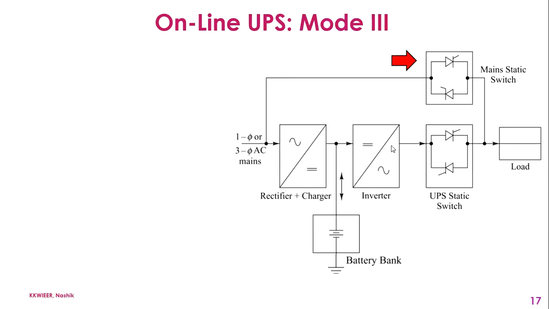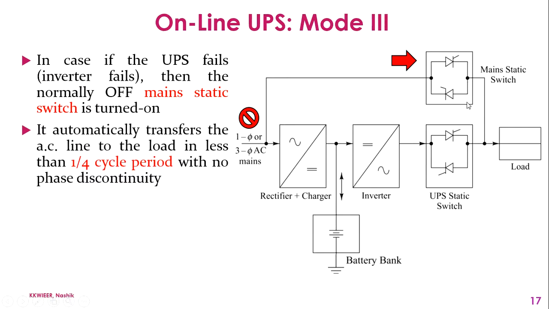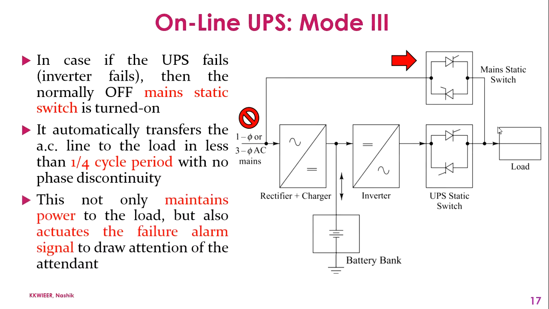And about mode 3, when the UPS fails, that is if the inverter fails, then the normally off main static switch is now turned on. It automatically transfers the AC line to the load in less than 1/4 cycle period with no phase discontinuity. This not only maintains power to the load but also actuates the fault alarm signal to draw the attention of the attendant.